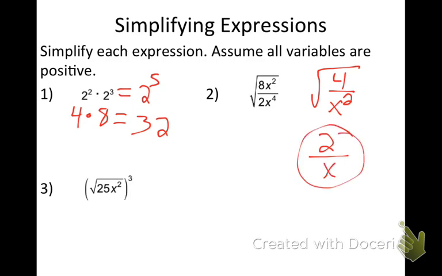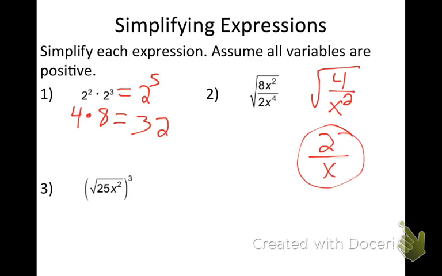I get 2 over x. Okay. Yes, sir. Since you're dividing, there's still an x in the top. But I'm subtracting them. Remember, when I divide, I subtract exponents? Because that's like I have 2 x's up top, 4 on the bottom, 2 of them cancel out.